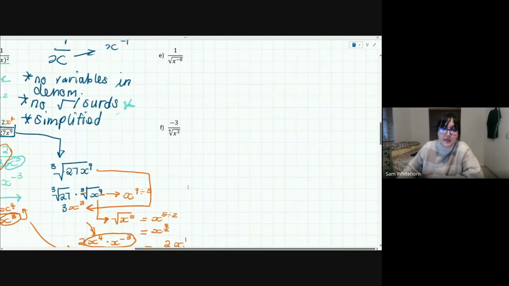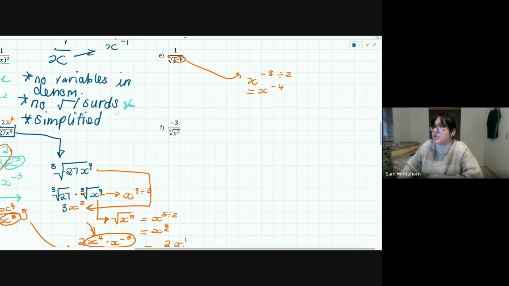So E, again, the issue here is the surd, so the square root. So if we deal with that square root first, we would have x to the power -8 divided by 2. Remember, you just take the exponent under and you divide it by the root, in this case 2, and that simplifies to x to the -4. So what we now have in our fraction is 1 over x to the -4. I don't like the variable in the denominator, so I bring it up to the numerator, which means I get x to the power +4. If you want to write the 1 there, that's absolutely fine. You don't have to, but you can.